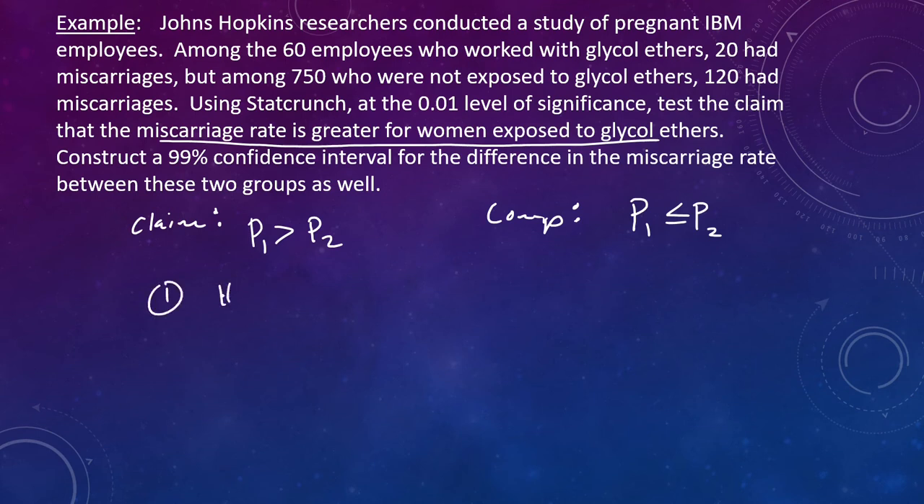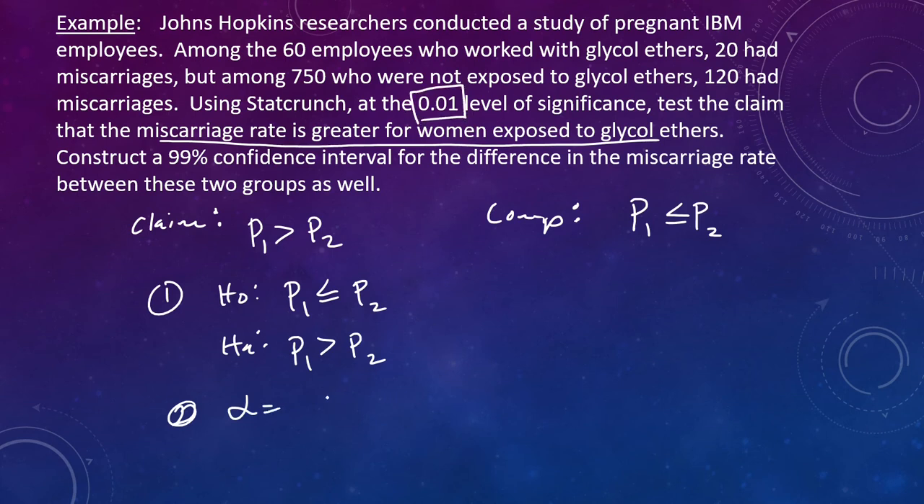Step 1 is the null hypothesis and the alternative hypothesis. The null hypothesis always has the equal symbol, so in this case it's the complement. And the alternative hypothesis is p1 is greater than p2. In step 2, we'll just state alpha, and alpha is 0.01. Step 3 and 4, we'll go to StatCrunch for those.